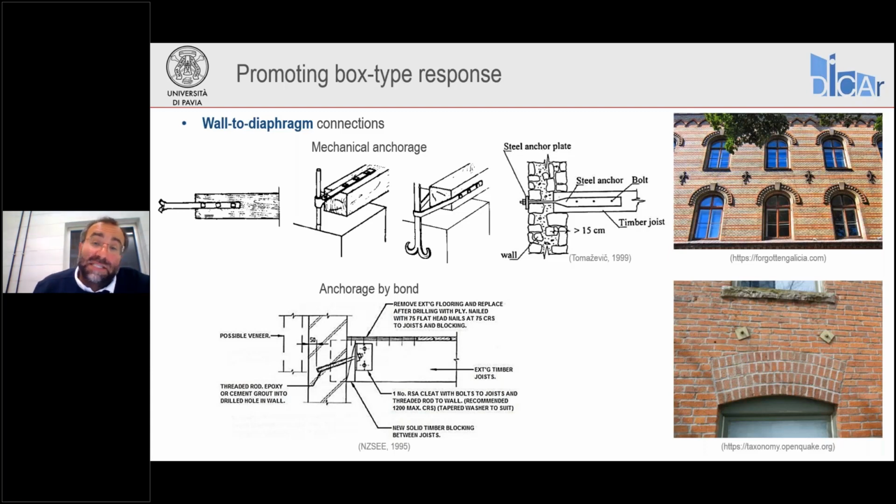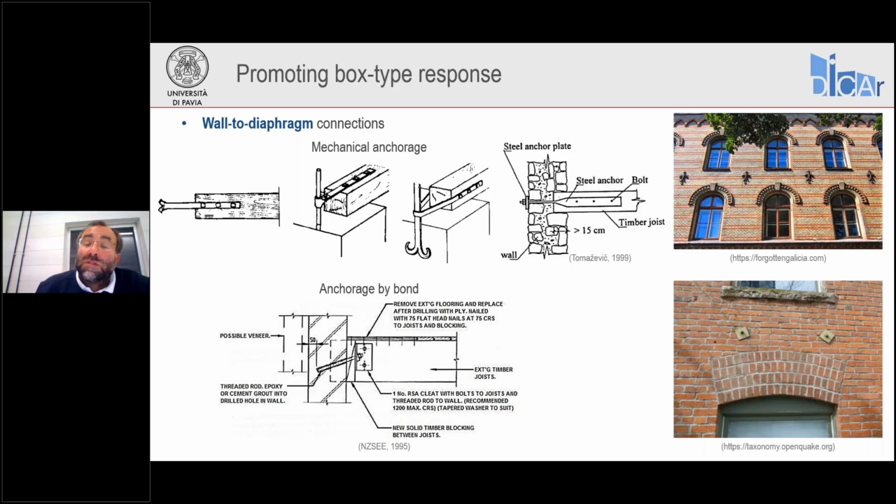However, in many cases, we just anchor mechanically the joist and the diaphragm to the outside of the wall, and in this case, we may have simple bearing plates or also other solutions with some aesthetical architectural value. This was especially done in the past. Also in the past, they knew the importance of connecting walls and diaphragms together, because we can find in many cases these solutions.